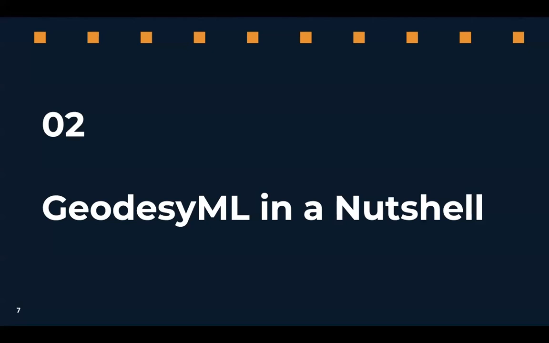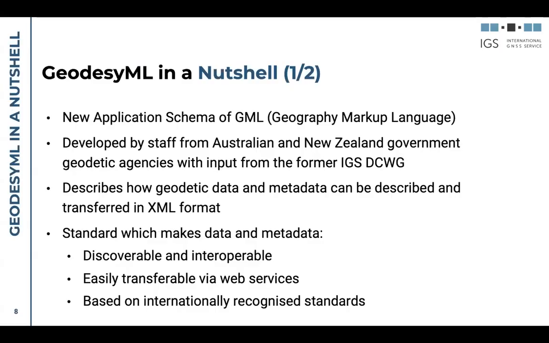So just a quick introduction to GeodesyML. GeodesyML is a new application schema of GML, the Geography Markup Language. It has been developed by staff from Australian and New Zealand government geodetic agencies with input from the former IGS data center working group. It describes how geodetic data and metadata can be described and transferred in an XML format.